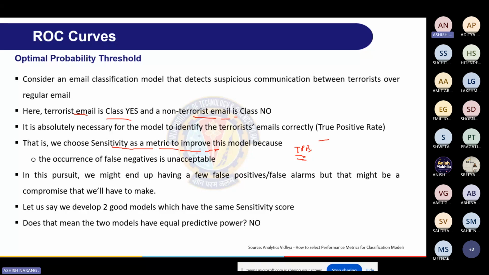See, the very simple thing is we don't want any false negative, because if they are able to bypass your system, terrorists are able to send an email and communicate, it can compromise the security. So you have to minimize the false negatives. Which model will have fewer false negatives? That is what we will say is better. Simple thing, not very tough. You just have to focus.